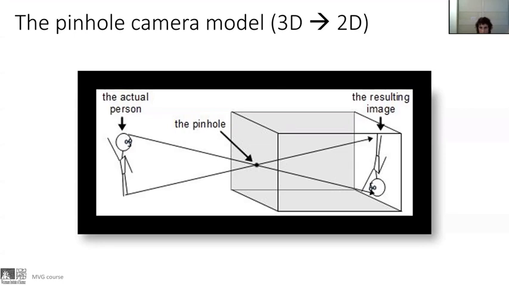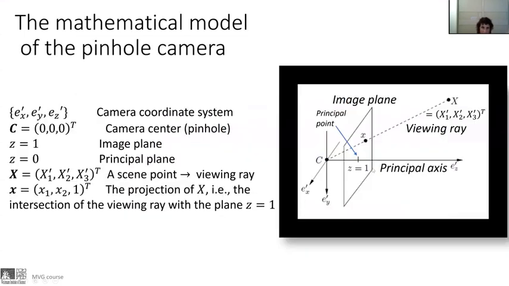The pinhole camera model is very useful. In general, you have a box and you have a hole in the box, and the light from the object is projected to the back wall of the box, like you see here. Mathematically, what does it mean? I'll try to illustrate the mathematical model of the pinhole camera.